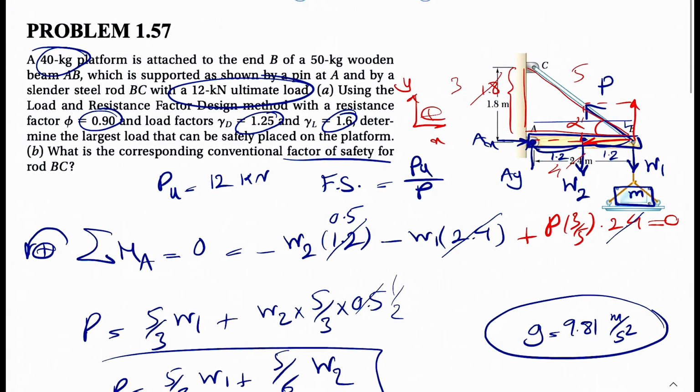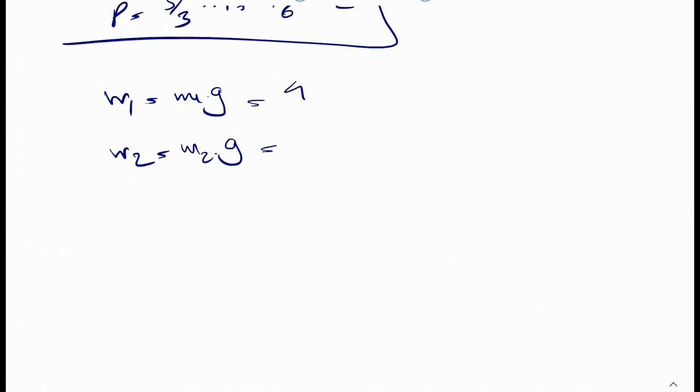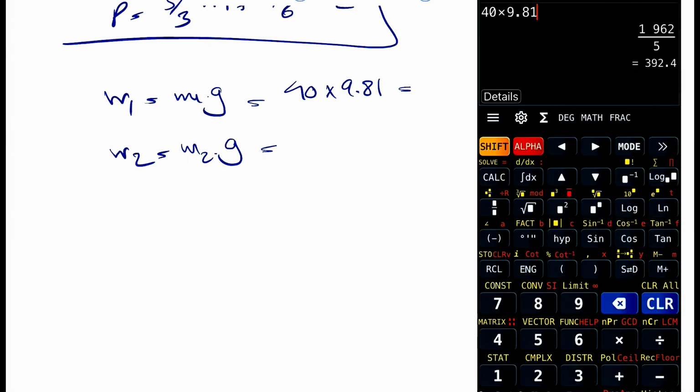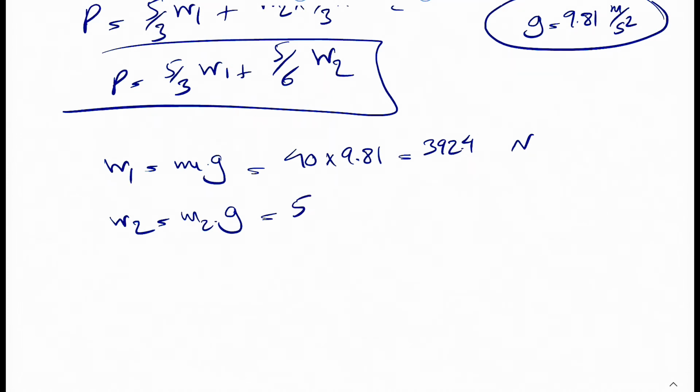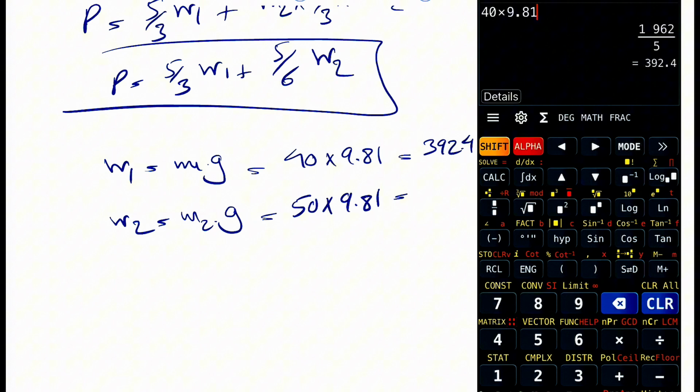So let's see what W1 was. W1 was the platform, which we know is 40 kilograms. So 40 times 9.81. Since the mass is in kilograms, we're going to get the weight in newtons. So 40 times 9.81, 392.4. And for W2, we have the weight of this wooden beam AB, which we know is 50 kilograms. So this will be 50 times 9.81. Let's see what we get.